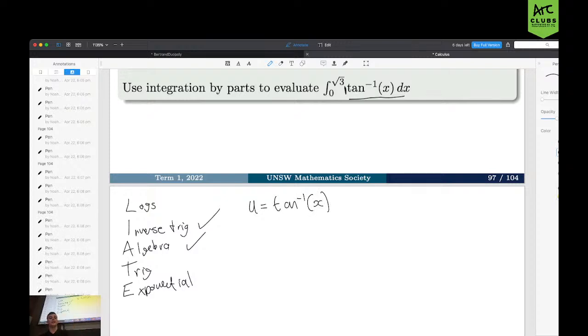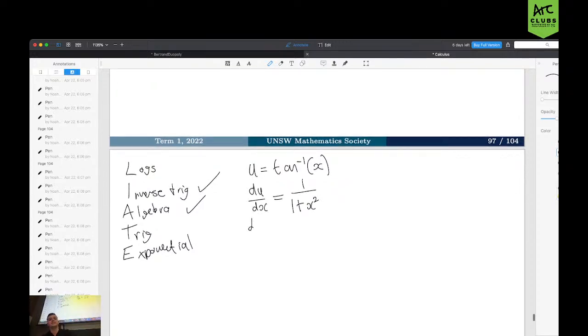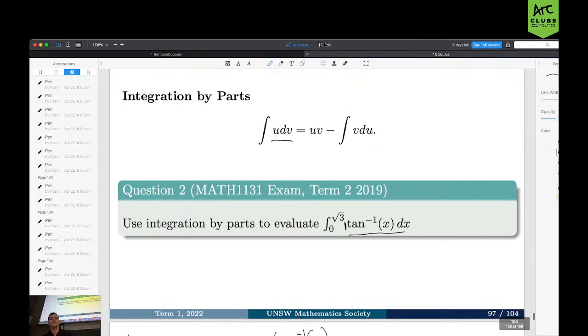Now we want du by dx. Don't write it as u dash, write it as du by dx, and you'll see why soon. So du by dx, just the high school identity, is going to be 1 over 1 plus whatever your function was squared, times whatever the inside derivative is. Then what we can say is du is equal to 1 over 1 plus x squared dx. So that's what we make u and du.